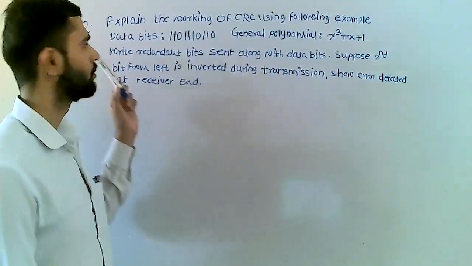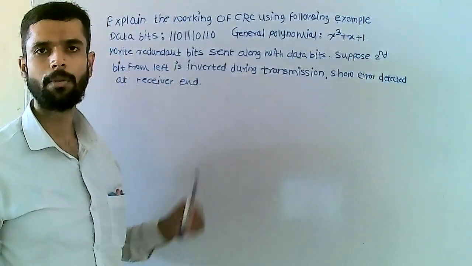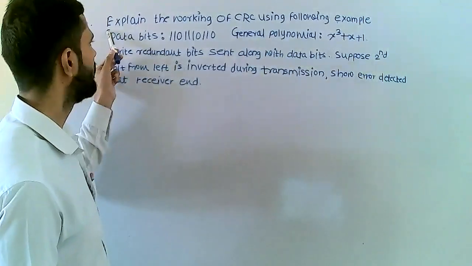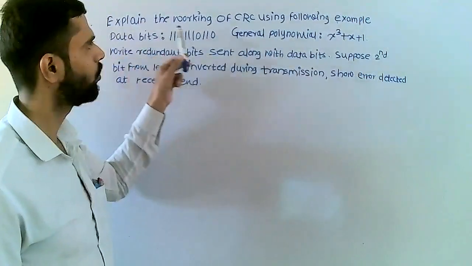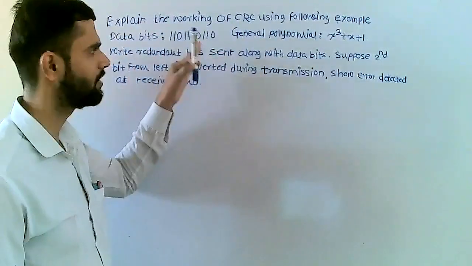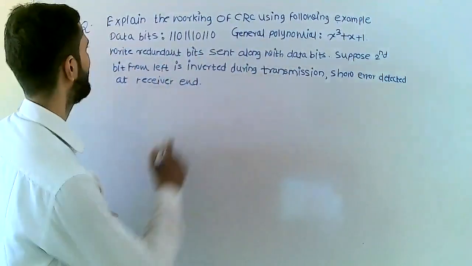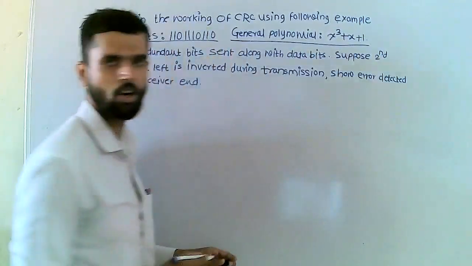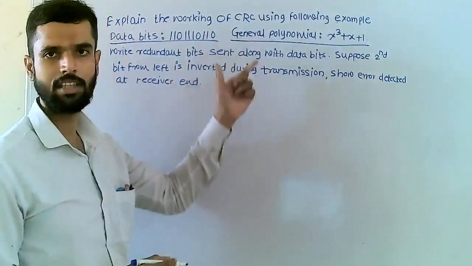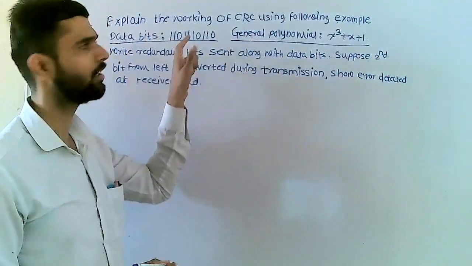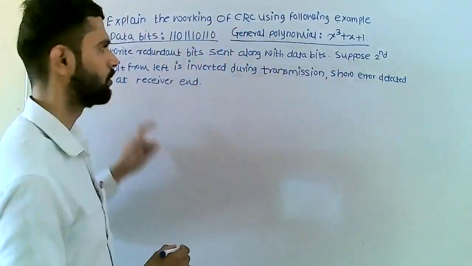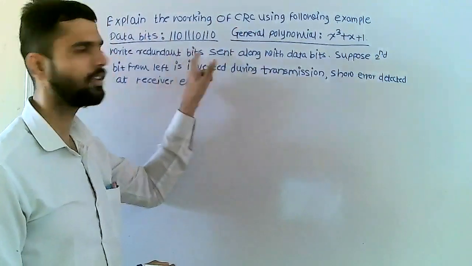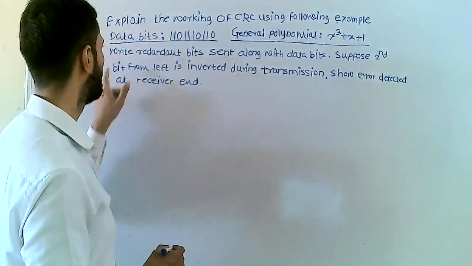So this question was asked in a previous exam of Pune University. They ask us to explain the working of CRC using the following example. They have given the data bits as well as the general polynomial. Using this, we have to explain the working of CRC. I'm just going to explain how to solve this example.